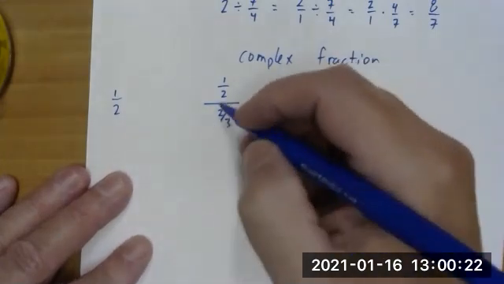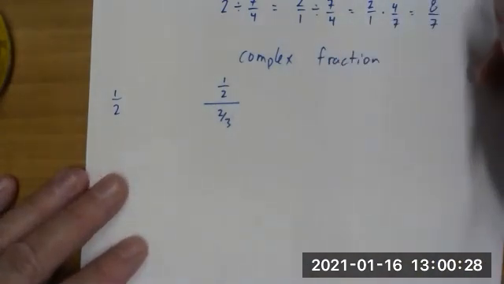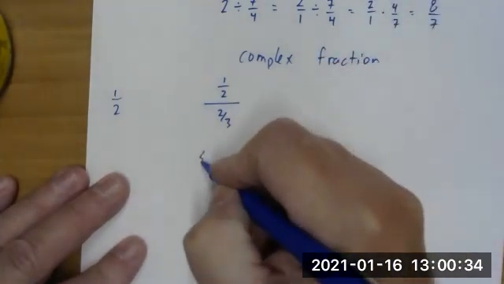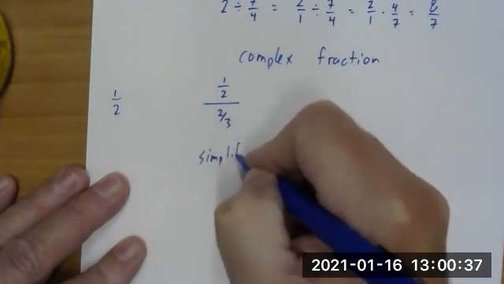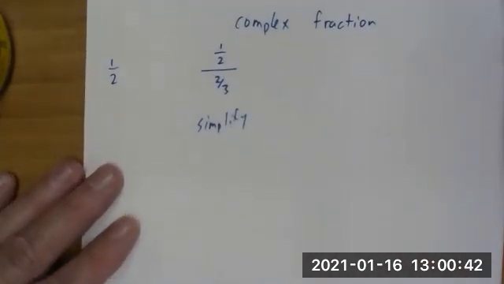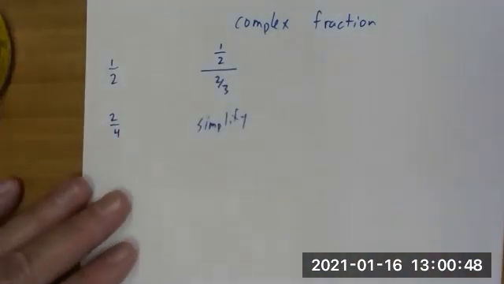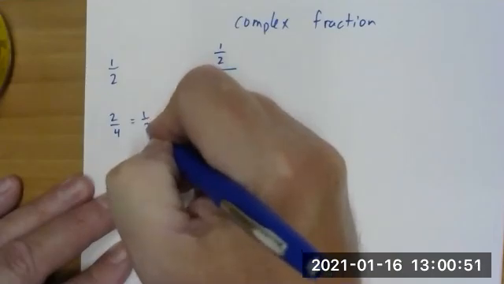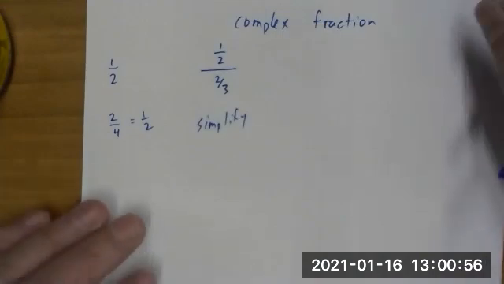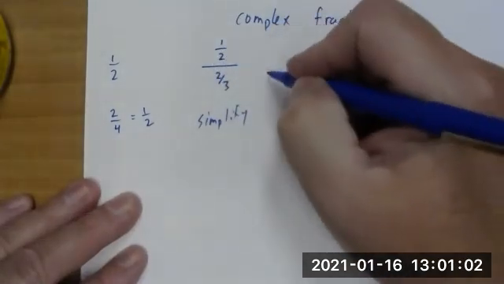Now, in the world of math, you would never leave this as an answer to a problem. In the world of math, you would say we need to simplify this expression. We don't leave it in this form. It's almost like, if 2/4 is your answer, you need to reduce it to 1/2. You don't leave it as 2/4. Same thing here. You don't leave it as a complex fraction.